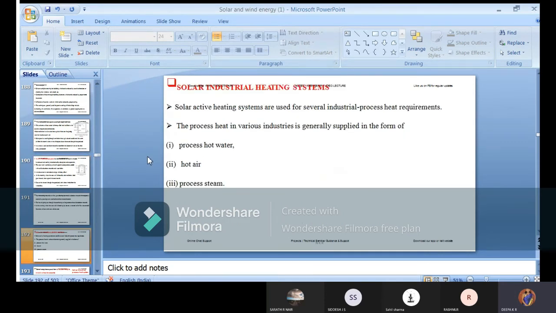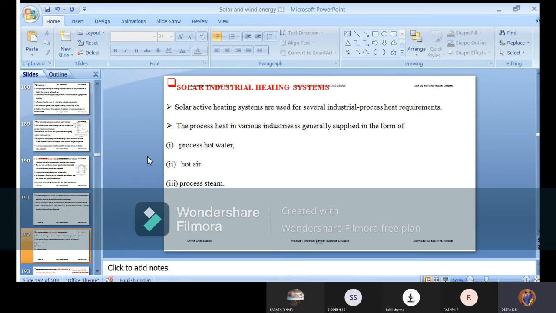Okay, so next we are going for one of the important topics, solar industrial heating systems. Because we are saying the solar energy can be applicable at all scales: small scale, medium scale and large scale. Till now, whatever we have discussed looks like household, residential or building applications, like heating of water, cooling and heating the building. Now we are going to a still higher range, that is industrial application of solar systems.